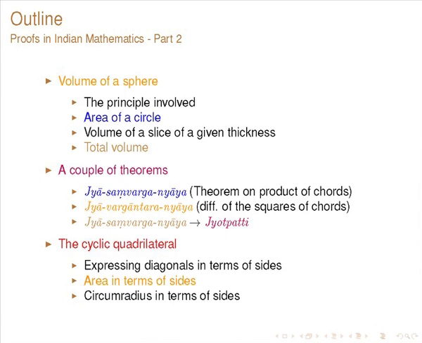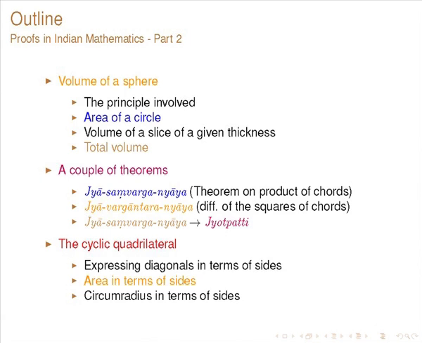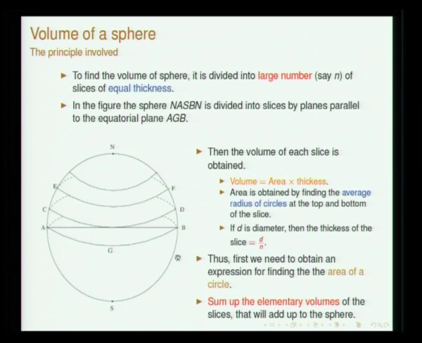Basically, there will be 2 important formulae that will be presented, and based on those formulae some very interesting results have been presented in cyclic quadrilaterals. The results are primarily to express the diagonals in terms of the sides as well as the area in terms of the sides. These are very interesting, as you will see. So, I will move on to the first topic, volume of a sphere.